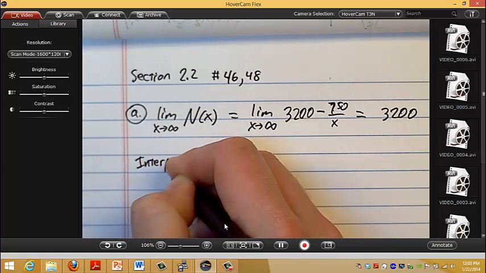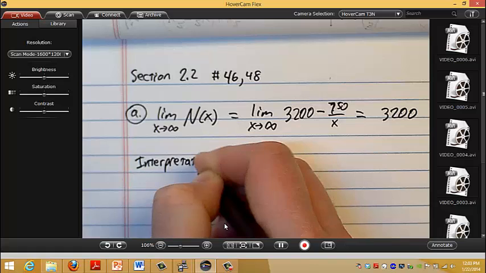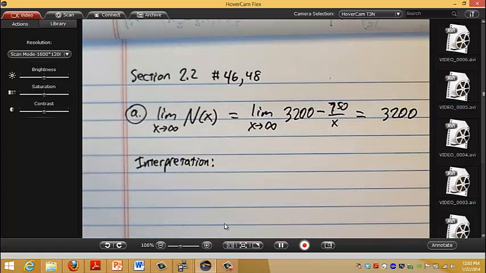Now, it says to interpret. So what is our interpretation? This is where you have to read a little bit. You have to figure out what x represents. You have to figure out what n of x represents and see if you can interpret. So talk to someone next to you about that for about 20 seconds, and let's see what we come up with.